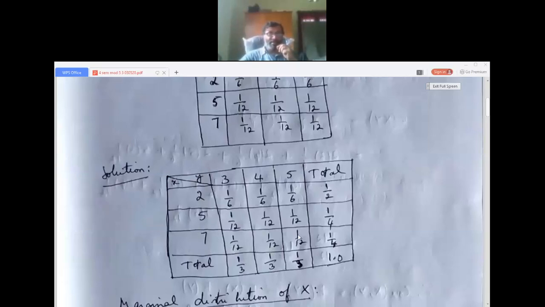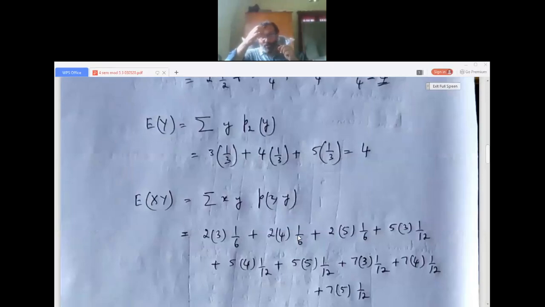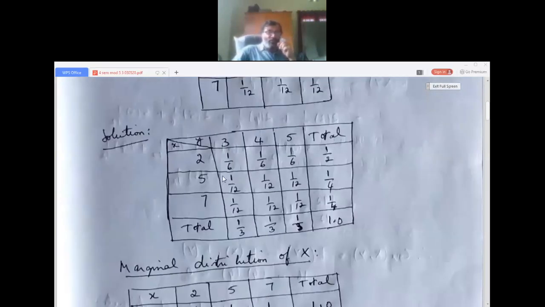Again I repeat, this is sigma, that is E of xy equals sigma xy into P of xy. So how to do it? From the table, you go in the order as it is in the table. I already explained, once you know it. Sigma xy P of xy is written as 2 into 3 into 1 by 6 plus 2 into 4 into 1 by 6 plus 2 into 5 into 1 by 6. I hope it is clear. This xy P of all the combinations has to be taken.